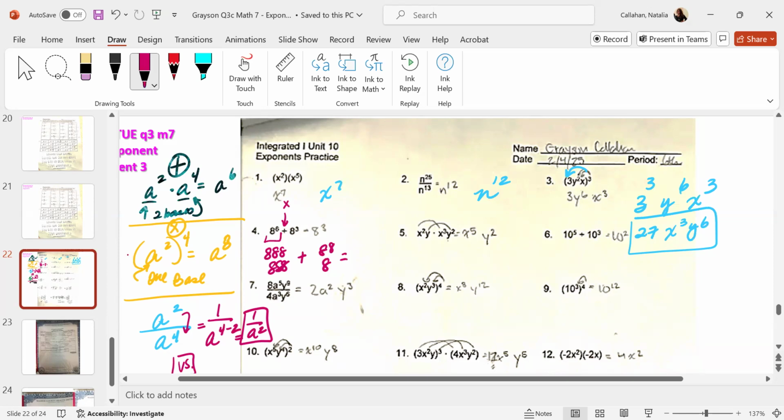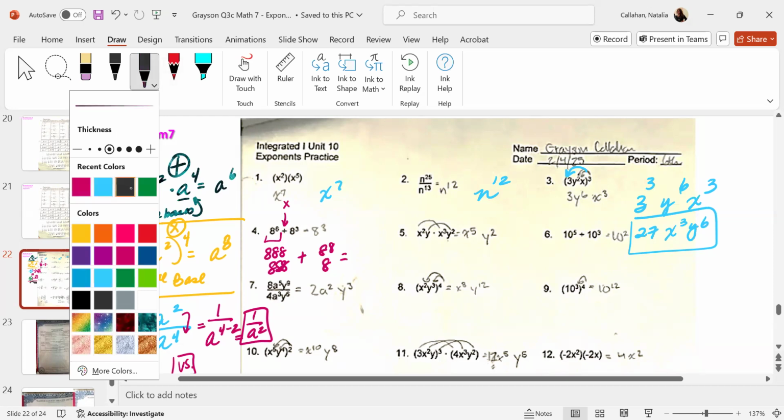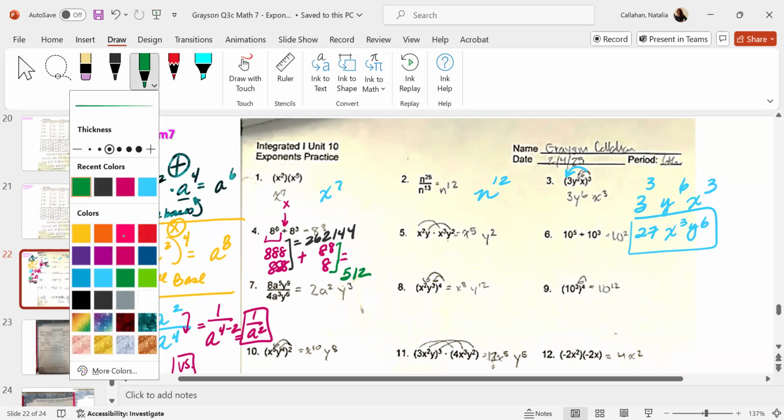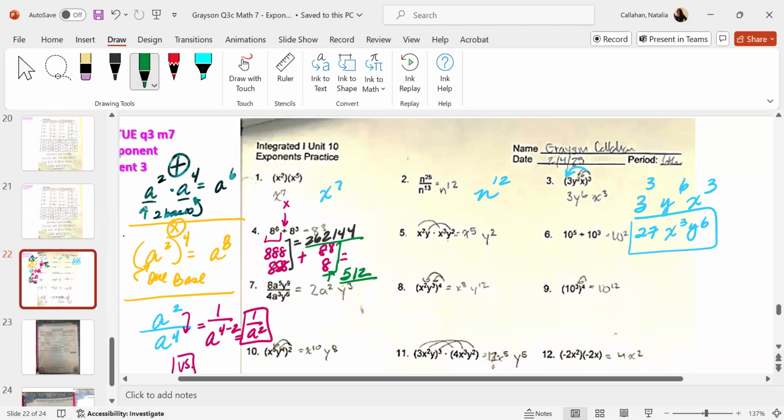So 8 to the 6 is 8 times 8 times 8 times 8, 6 times, right? This part here is actually going to be equal to 262,144. Okay? And then 8 to the 3rd power is 8 times 8 times 8, 3 times, correct? So this part right here is going to be 512. Do you see that? So then when you add this number and this number together, your total is going to be 262,656.